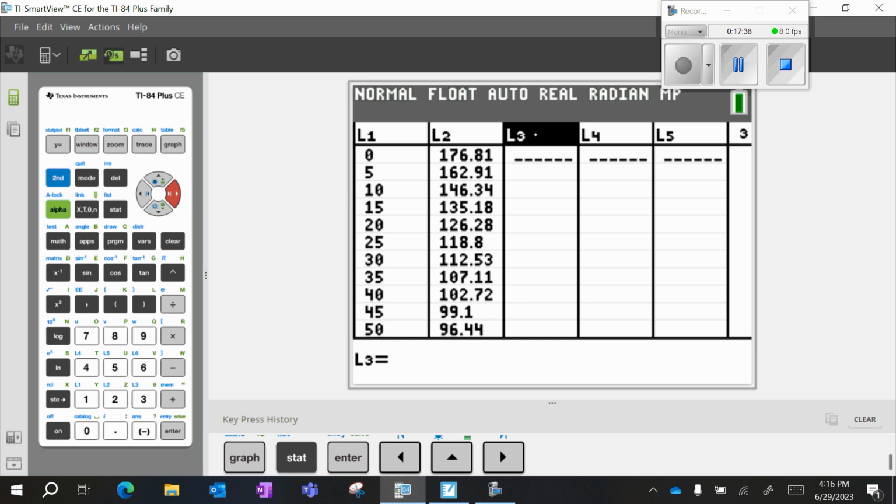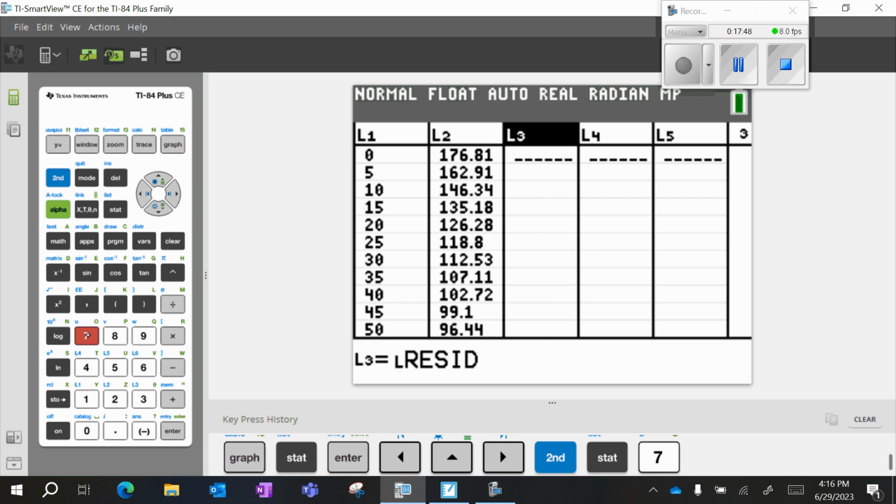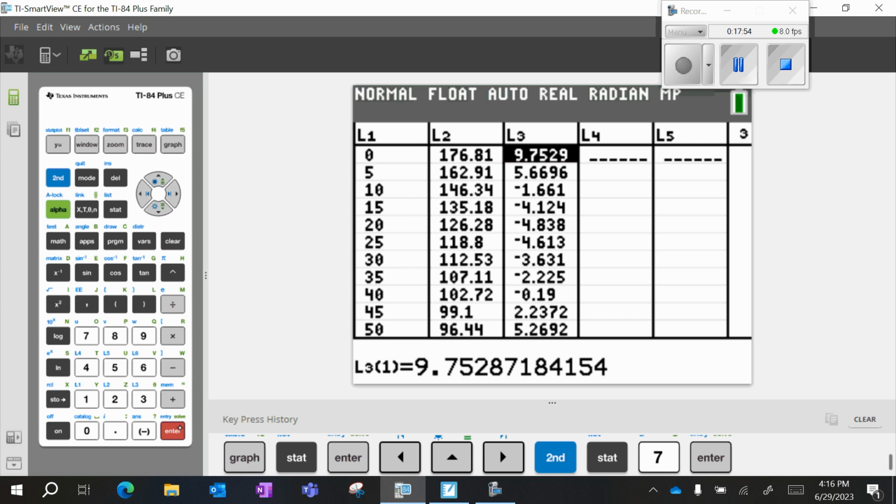And I'm going to hit second stat, which is going to bring up all of my list options, L1, L2, L3, and so on. I want to use 7, which is the residual. So at the bottom, it says L3 equals residual, and I'm going to hit enter, and it has now calculated all of your residuals for you. So what I'd like you to do right now is take a minute, pause the video, copy all of those residuals down into your worksheet so that way you have it.